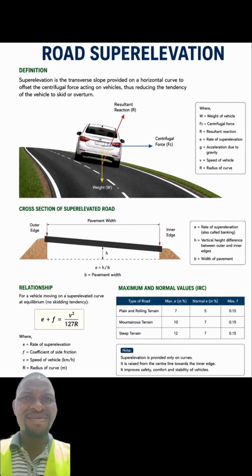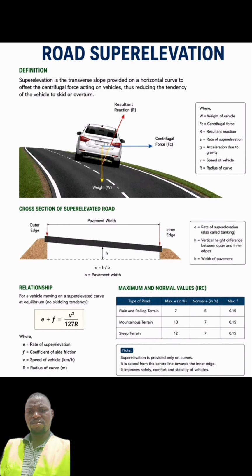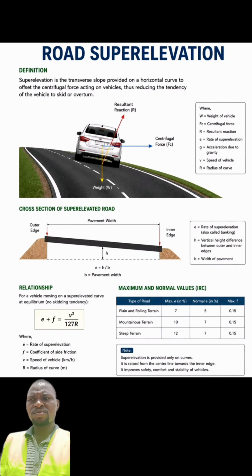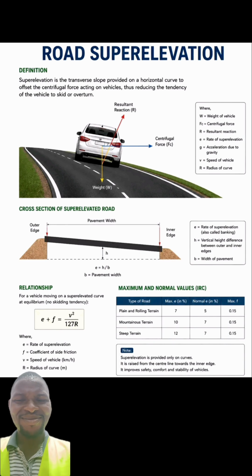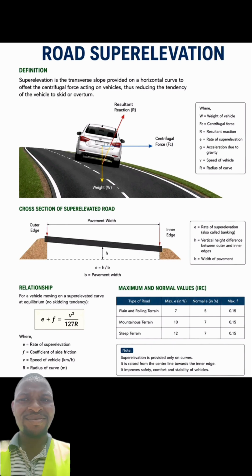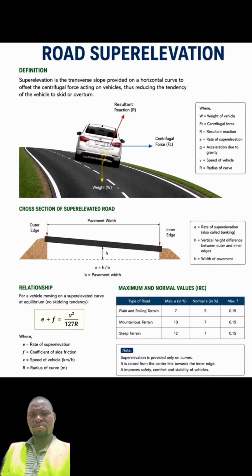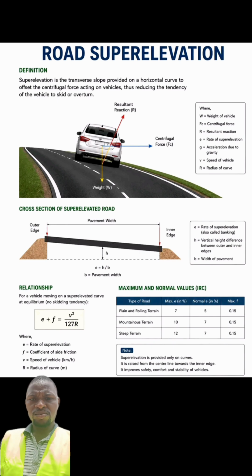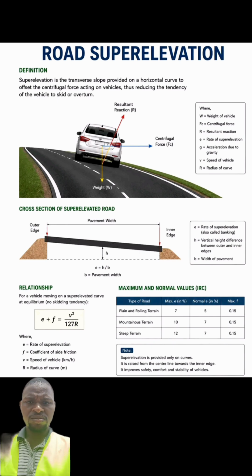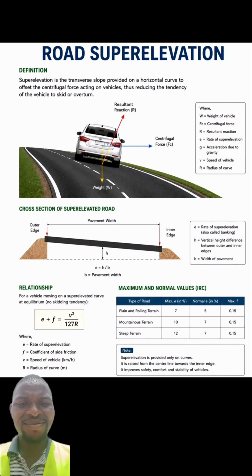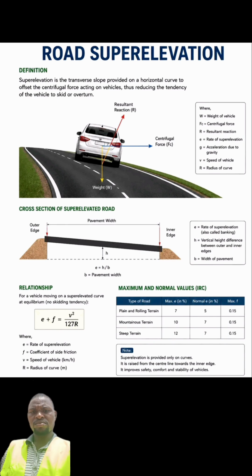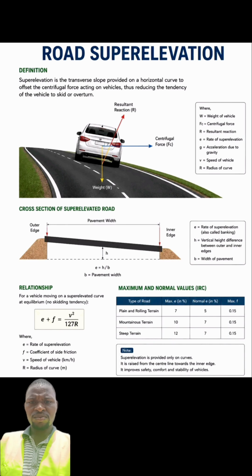Then it improves safety, comfort, and stability of the car. So in as much as you are riding on a curve, you still enjoy that safety, comfort, and stability because of the super elevation that is provided. Super elevation is very, very important on the road, especially on curves, because the centrifugal force is very active on curves. That is why super elevation is provided, so that it helps to stabilize your vehicle in as much as you are still riding on the curve.